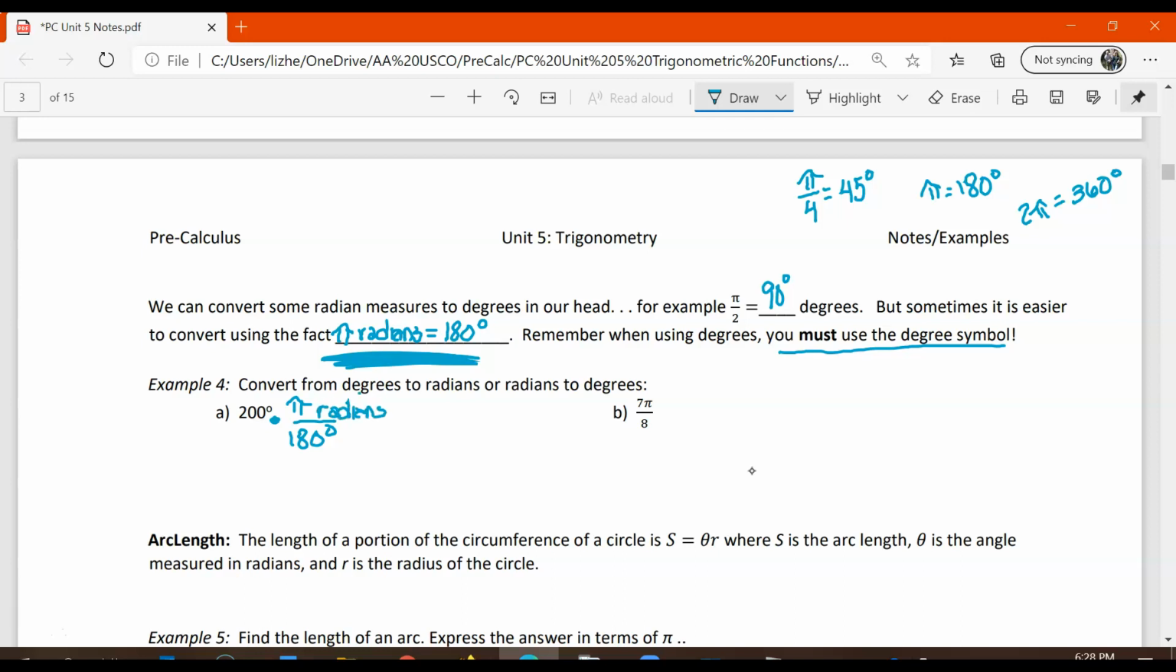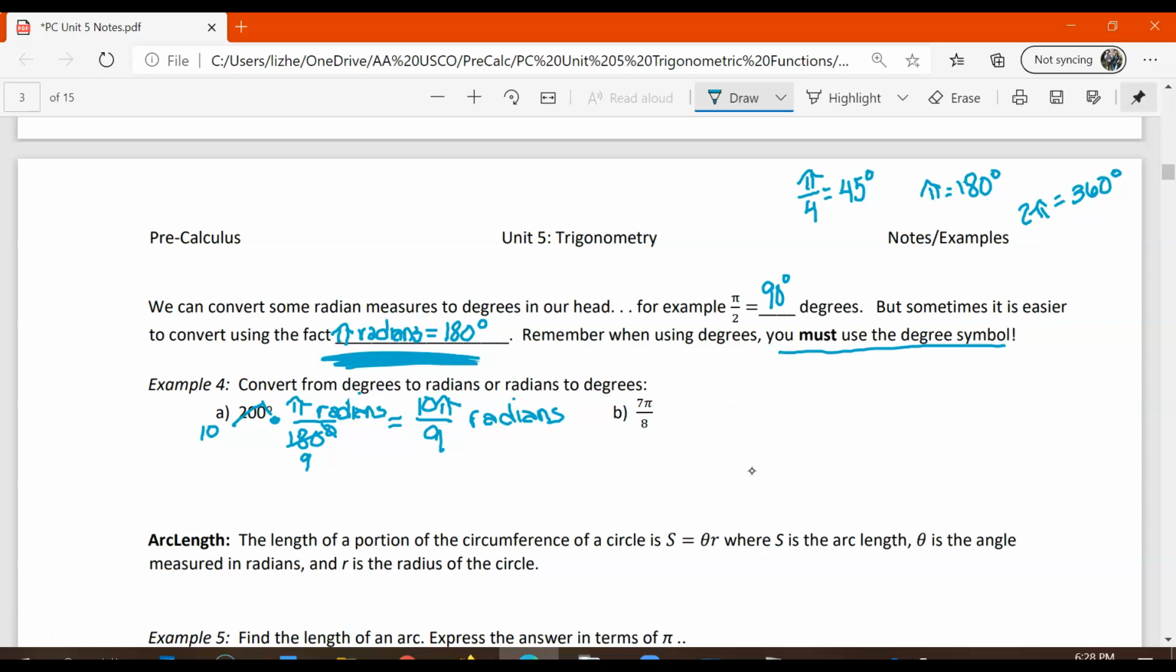And so you always want to line it up in such a way that your units cancel. So you have 200 times pi divided by 180. And since we are in radians here, we don't really want to have those decimals. So you're going to simplify that. 20 goes into that 10 times. 20 goes into that 9 times. So we would say we have 10 pi over 9 radians.